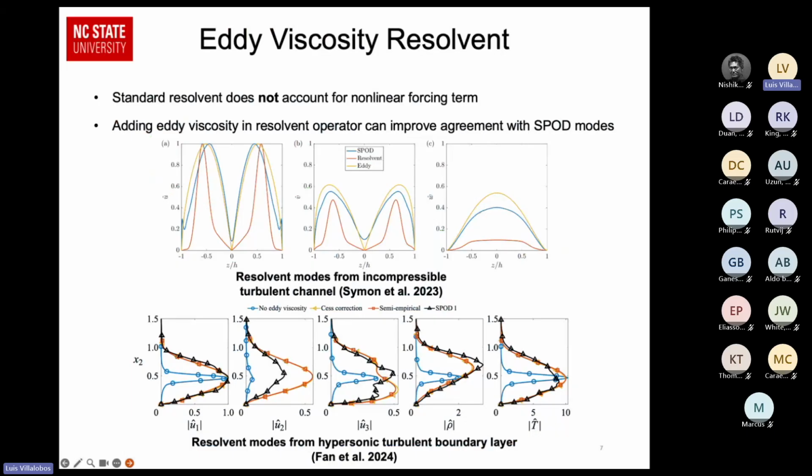But what Simon and Fan found was that for these fully developed boundary layer type flows, when you include an eddy viscosity model, you will drastically improve the agreement between the resolvent modes and modes computed from SPOD. So you can see essentially the effect of the eddy viscosity is to diffuse the modes in the wall normal direction, which again improves agreement drastically with the SPOD modes. In particular, I like the work of Fan because they did this for a hypersonic turbulent boundary layer, which is one of the cases that we will be trying.